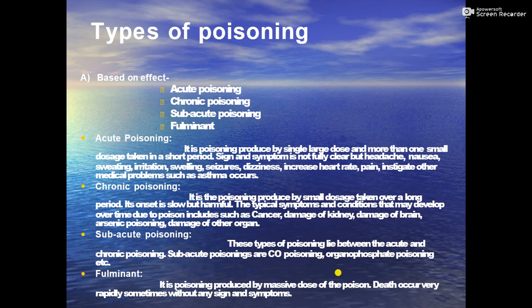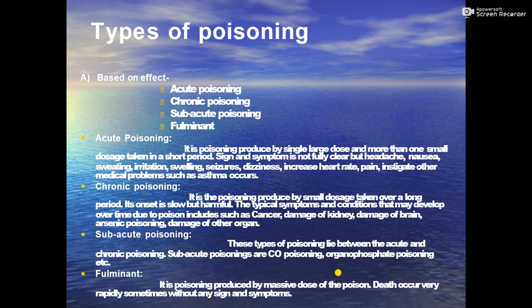Types of poisoning, based on the different types of effects. It may be acute poisoning, chronic poisoning, subacute poisoning, or fulminant. So it depends on the effects. It may be in the form of acute poisoning, chronic poisoning, subacute poisoning, or fulminant.